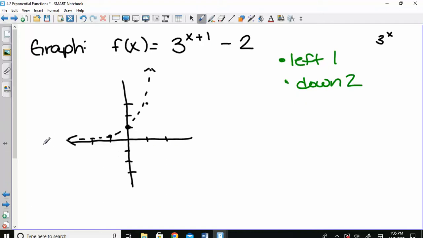One thing that we need to watch on this, it currently has a horizontal asymptote at 0. If I go down 2, where's my horizontal asymptote now? -2. So on these, if you move up or down, you'll move your asymptote along with that. So I'm going to draw that in. Then I just have to take each of my points left 1, down 2.